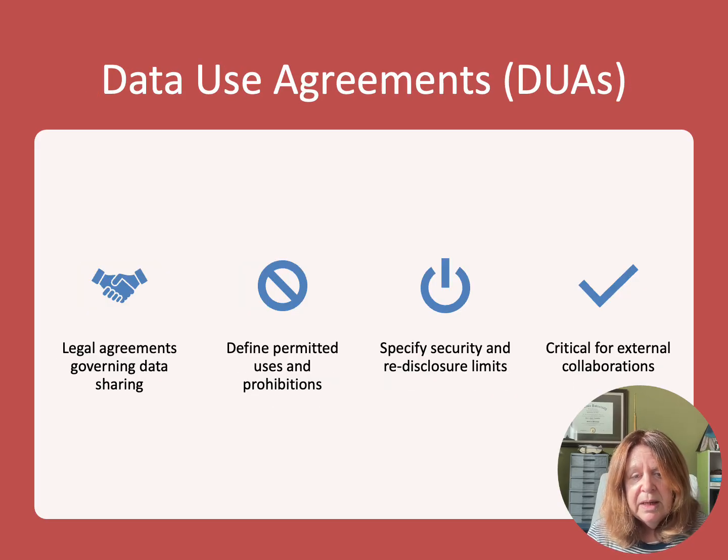Data use agreements, DUAs, are legal agreements governing data sharing. It can be anywhere from a couple weeks to several months to get one written, approved, signed off, and fully executed. These DUAs determine what's permitted and what is not permitted. Like, can you share that data? Does it have to be de-identified? Can you relink that data? They specify the security and disclosure limits, and they are critical for external collaborations.